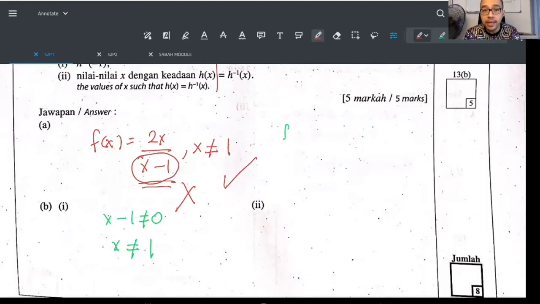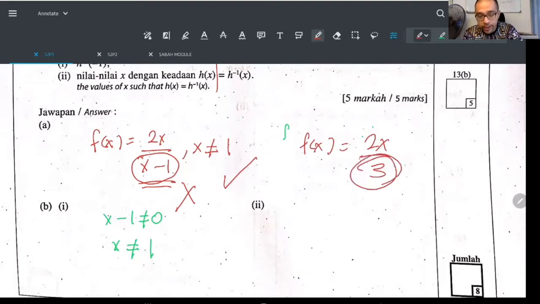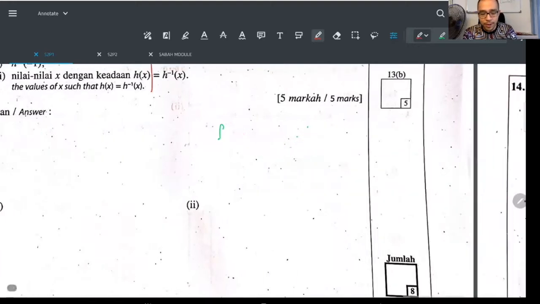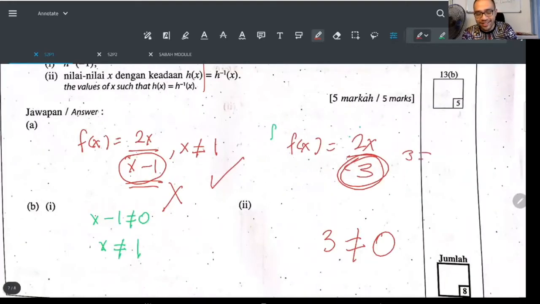But having said that, not everything needs to be defined, you know. Take a look. What if it is f(x) equals 2x over 3? Nothing to define here because there's no x at the bottom. So don't go and say, oh, sir said the bottom cannot be equal to 0. 3 is not equal to 0. What can I do? Oh, okay, done. So then you go and write 3 is not equal to 0.